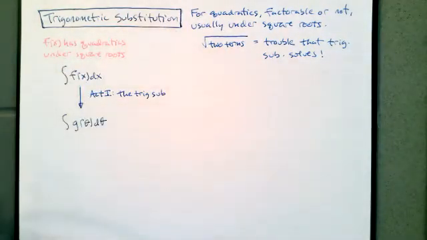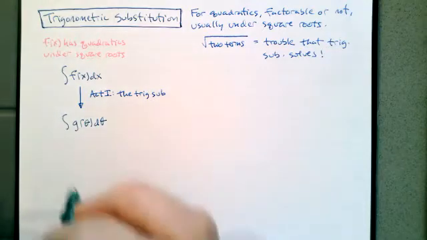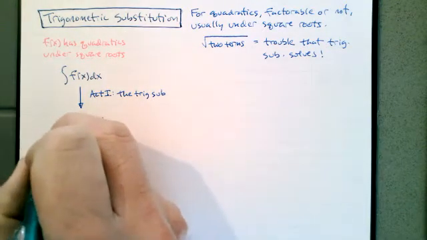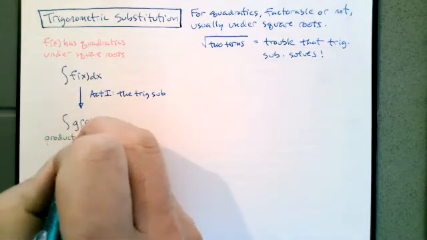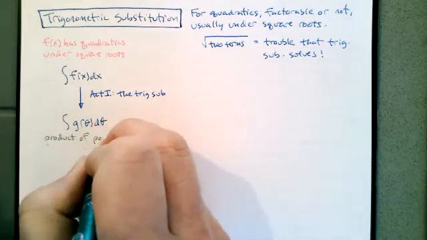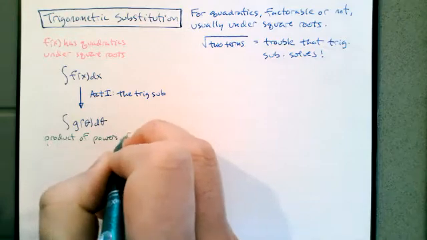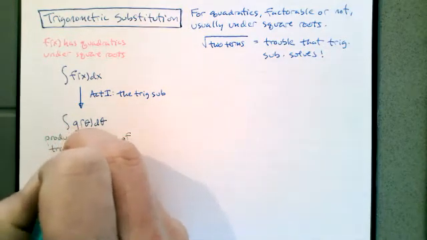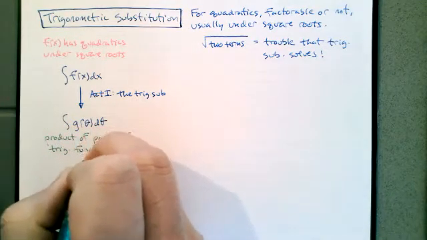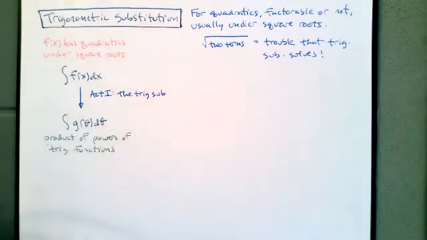So f of x has quadratics, and they're probably under square roots. We do the trigonometric substitution, and now we should be looking at a product of powers of trig functions, probably an even power of cosine or an odd power of secant.